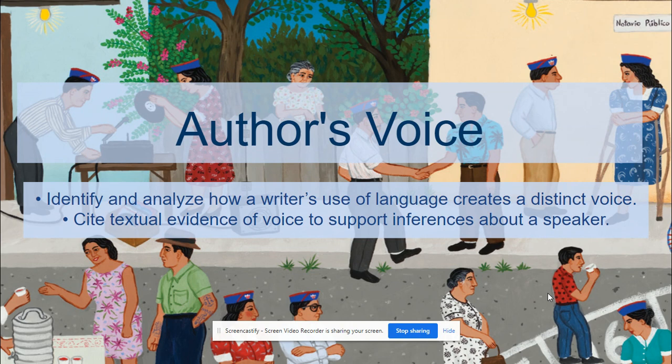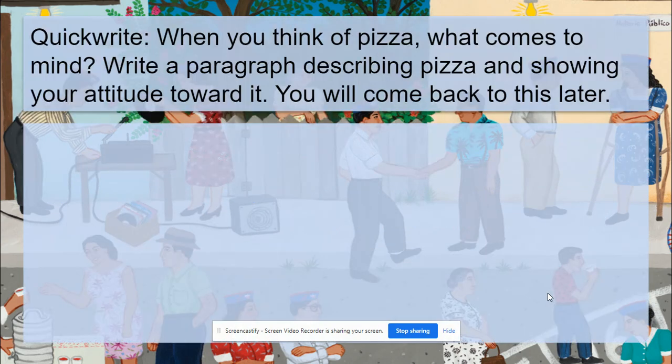And so what we want to be able to do is understand how a writer uses language to create a distinct voice, either for themselves as a narrator or for another character as a narrator, or even for characters within a story, and be able to cite textual evidence for why that is. So when we think about an author, as a writer, each author has their own distinct voice, but they might also create a distinct narrative voice for a specific work. And the decisions that they make as far as how they use the text inform that.